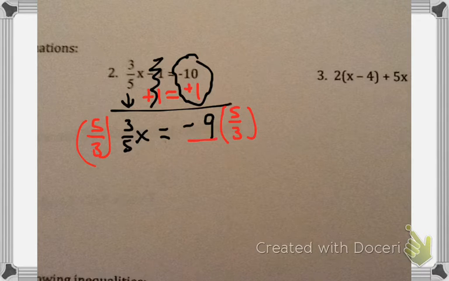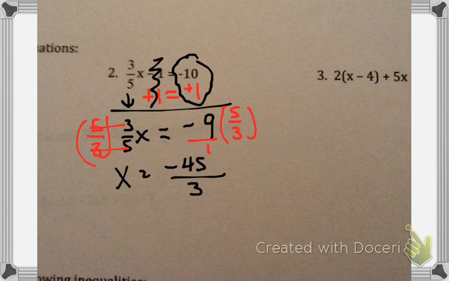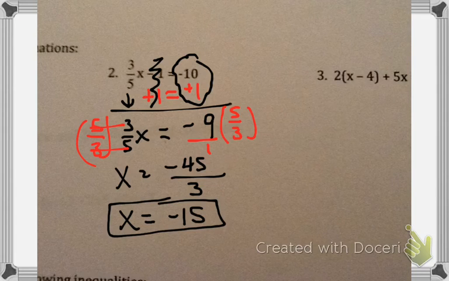Remember, the 9 is really over 1. So 5 times 3 is 15, divided by 15 is 1. So we got 1 times x, which is x. Negative 9 times 5 is a negative 45, and that is over 1 times 3, which is 3. So x equals negative 15.